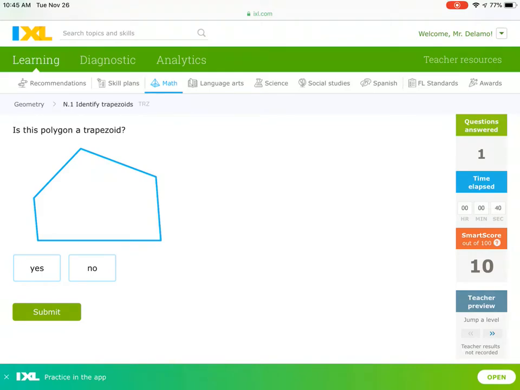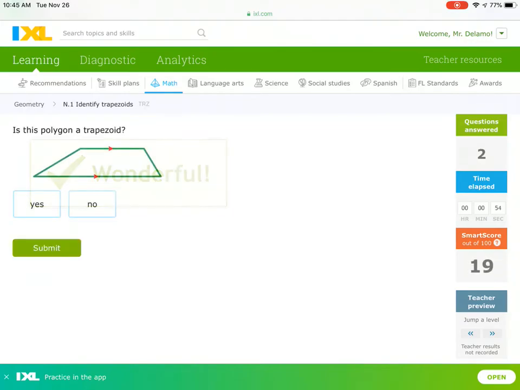This one's asking if it's a trapezoid. They don't give us any information on whether any sides are parallel. Worse than that, this has 5 sides, and a trapezoid is supposed to have 4 sides. So this is a no. This is a trapezoid. It has 4 sides and a pair of parallel sides.